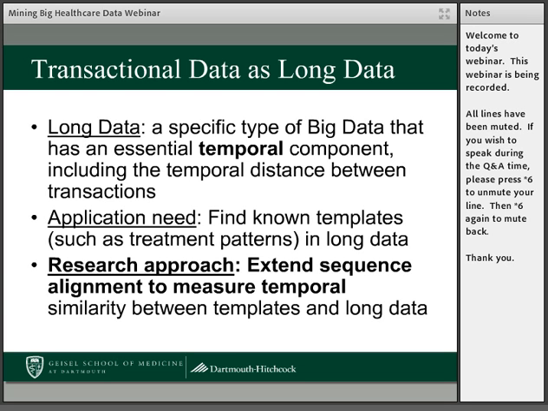So we worked to extend our approaches, which I'll mention briefly, in the bioinformatics approach, to look at the similarity between templates. In this case, templates are either guidelines or clinical trial information that might be presented in the longitudinal data. So we're looking to match patients not to each other specifically, but patients to known treatment guidelines.